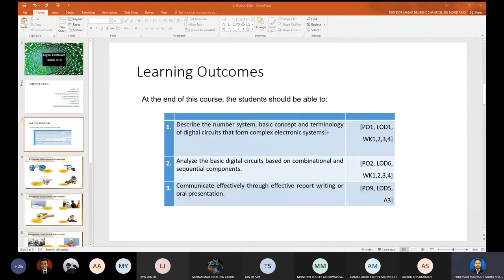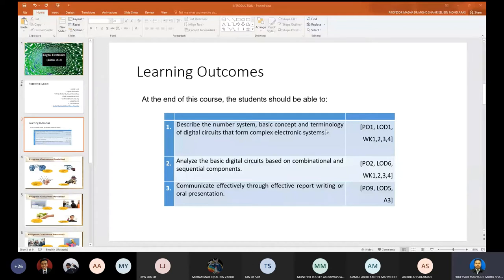Number three is to communicate effectively through effective report writing or oral presentation. Normally LO number three is assessed through our assignment, where you have to do the report writing. I think there is no oral presentation because of COVID, so we just do a report. That is learning outcome number three, related to PO number nine.